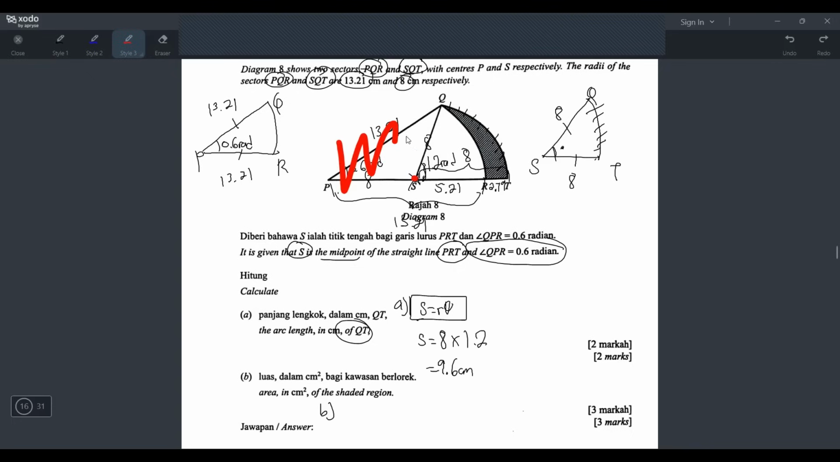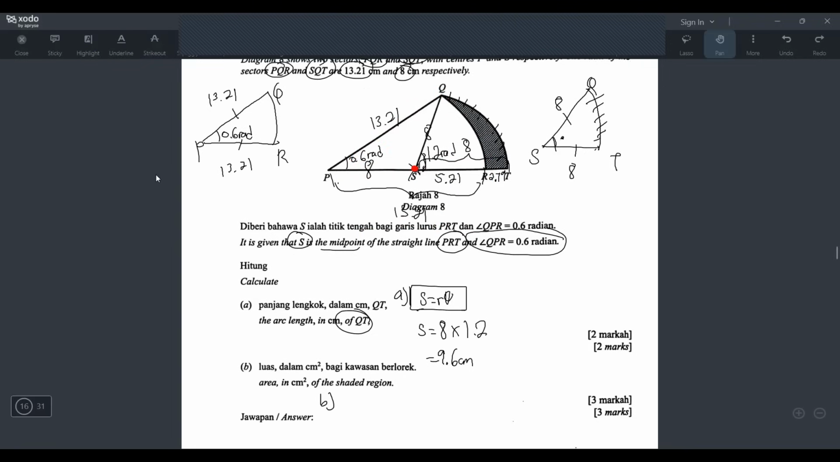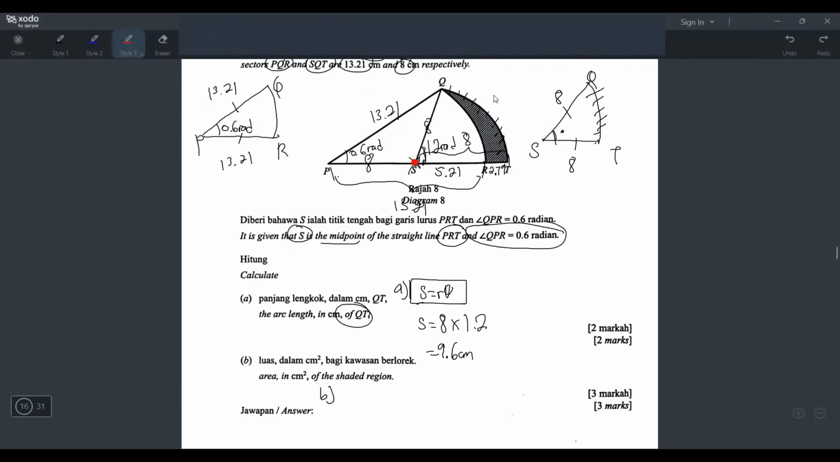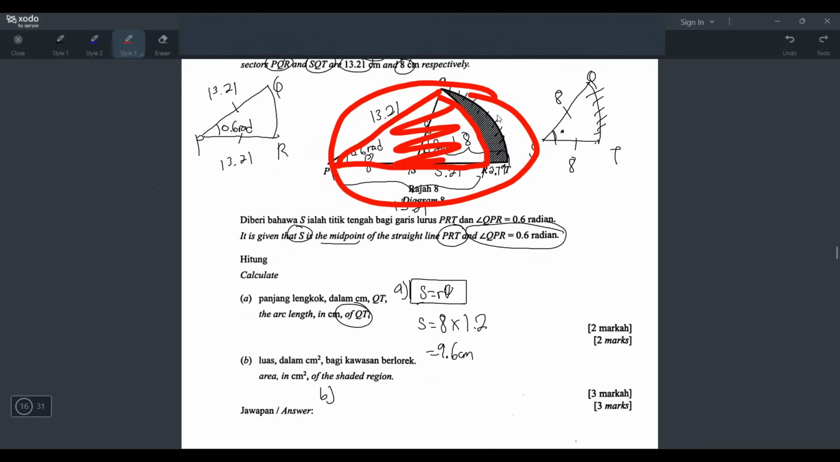First is to find the area of whole thing. Yeah, first find the area of whole thing, and then minus this one. Yeah, because this is a sector, right? And the radius is 13.21. Here is also 13.21. Okay. Yeah, that's the only way actually. So I repeat one more time. The only way to do this question is to find the area of the whole thing and then minus this one. Then you get the shaded region here. Okay. That's the only way.